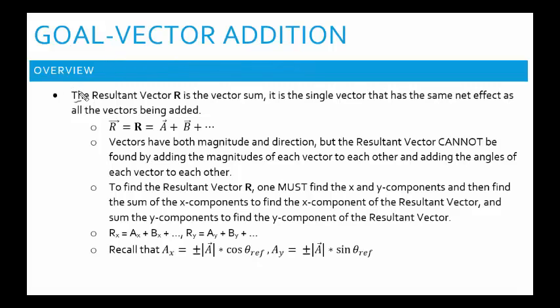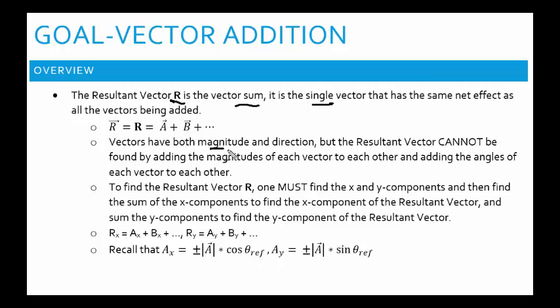Vector addition overview. The resultant vector R is the vector sum. It's a single vector that has the same net effect as all the vectors being added. Symbolically, the resultant vector, which we can write either with an arrow above it or a bold letter, is vector A plus vector B plus as many vectors as are being added.